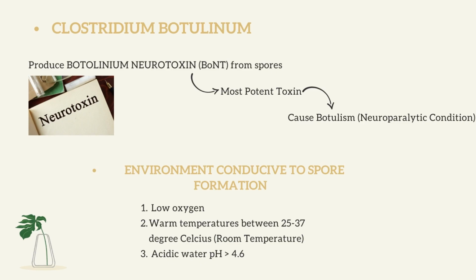Clostridium botulinum can produce botulinum neurotoxin from the spores, and it is actually the most potent toxin that has been discovered. It can cause botulism, a neuroparalytic condition, and there are certain conditions for spore forming. As mentioned previously, Clostridium botulinum requires no oxygen at all, and if there is something that causes stress to the bacteria, even some oxygen, the bacteria will sense it and produce spores to protect itself for future generations. Other than that, it is sensitive to warm temperature, which is 25 to 37 degrees Celsius, and acidic water, where the pH is above 4.6.